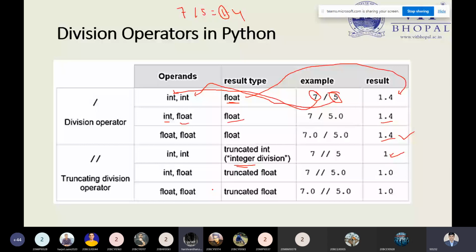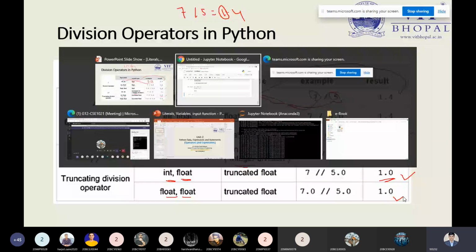And suppose we are using the integer operand and float operand, then the answer will be the 1, but its representation will be in the form of 1.0. Same thing we have for the float, so the answer will be the 1.0. Now, is it clear to all about the division operator in Python?